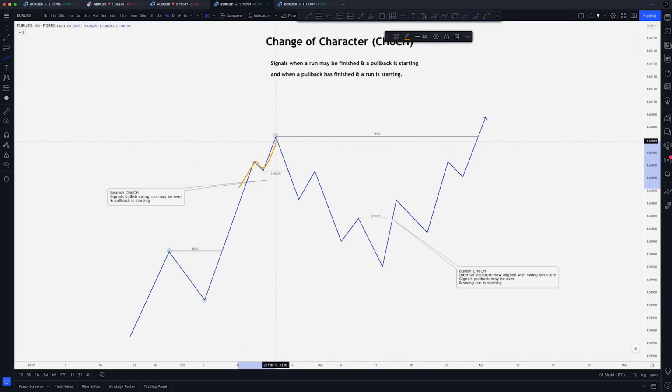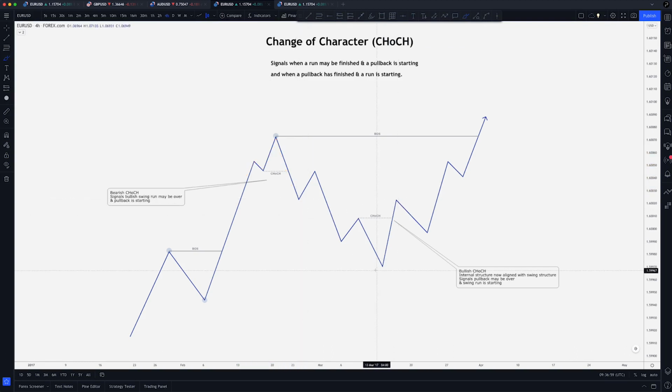So if we see this minor low get taken out, and we get that first sign of weakness, that change of character where the minor low gets taken out and we get that internal lower low, now the internal structure is bearish. And that is in line with trading a pullback, right? So now we can trade that pullback.